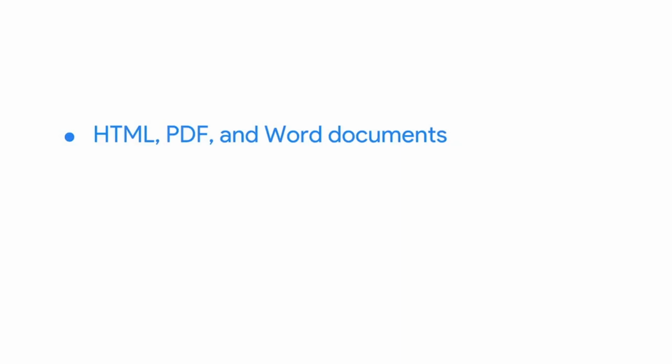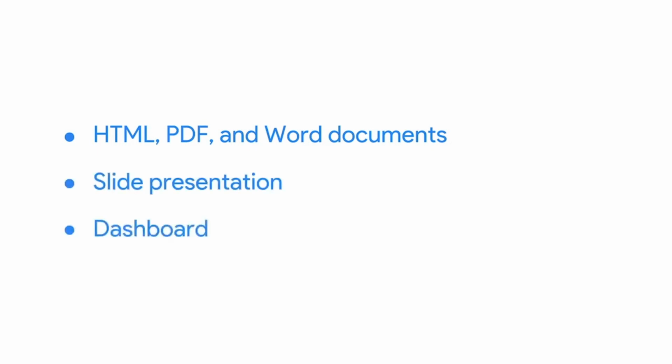R Markdown lets you convert your files into lots of different formats too. You can create HTML, PDF, and Word documents, or you can convert to a slide presentation or dashboard. Having these options makes it easy to share the same analysis in a variety of ways, depending on your audience. The Markdown language was originally designed for HTML output.